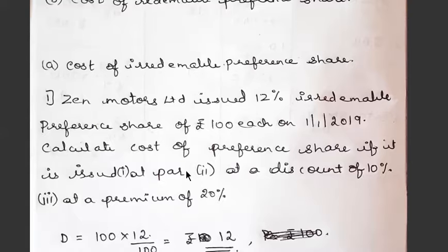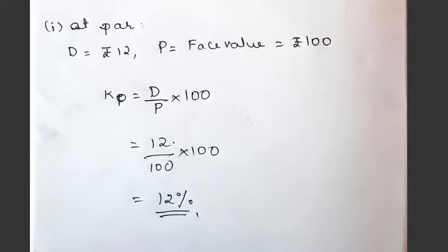Now we will calculate the first one at par. Before that, calculate the dividend. A dividend is nothing but face value into percentage. Face value is 100, 12 is the percentage. So 100 into 12%, you will get rupees 12. Now we will calculate the first one at par. What is par? Par refers to face value. It means, what is P?